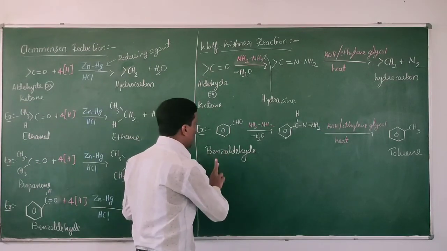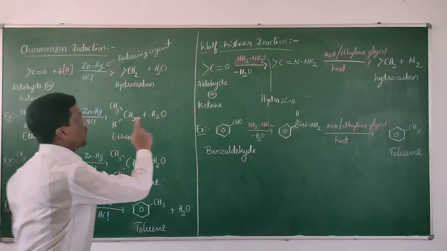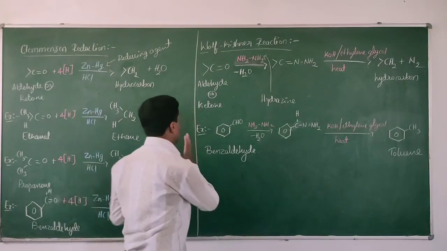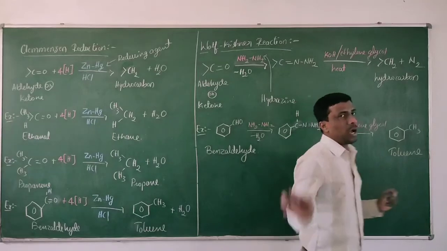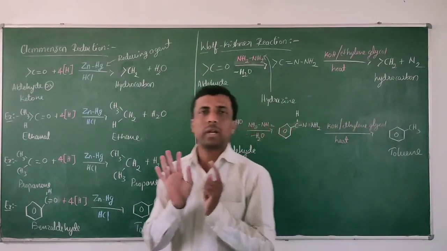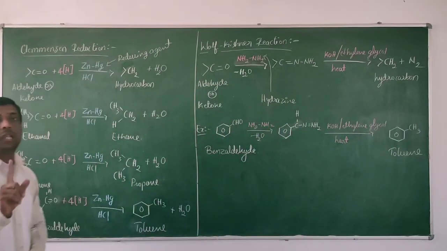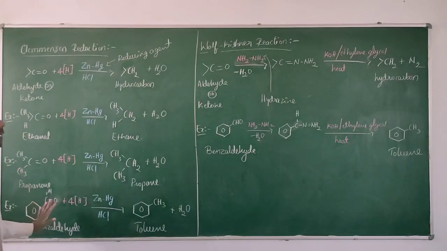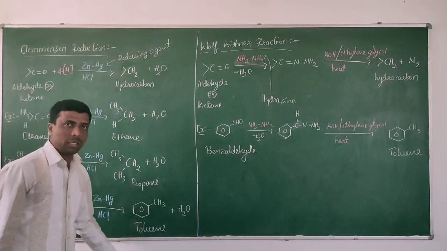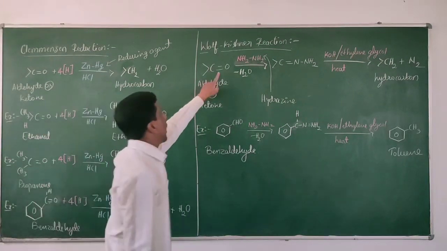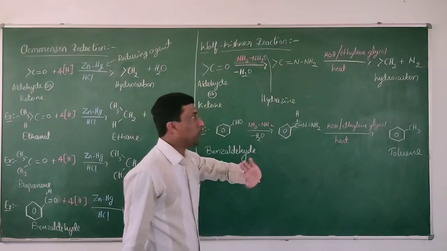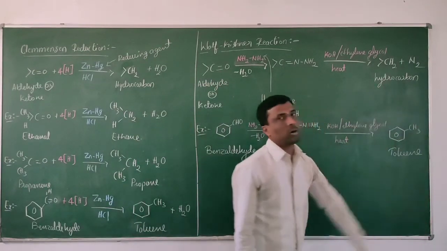In Clemmensen reduction and in Wolff-Kishner reaction, the reactants and the final products are the same, but the way of formation is different. Just the way of formation is different. Reduction is taking place. Carbonyl compound means the carbonyl group changes into a hydrocarbon group.